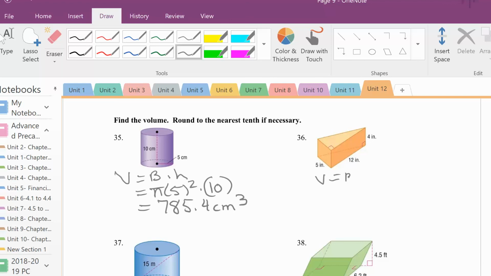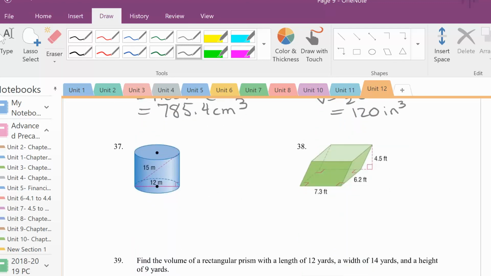Here, it's the area of the base times the height. It's a triangular prism. The one thing we do need to find, because this is 5 and this is 12, actually we don't need to find the hypotenuse to find the area of the base. So it's 1/2 times 5 times 12, and then the height of the prism is 4. And when you multiply that out, you get 120 cubic inches.